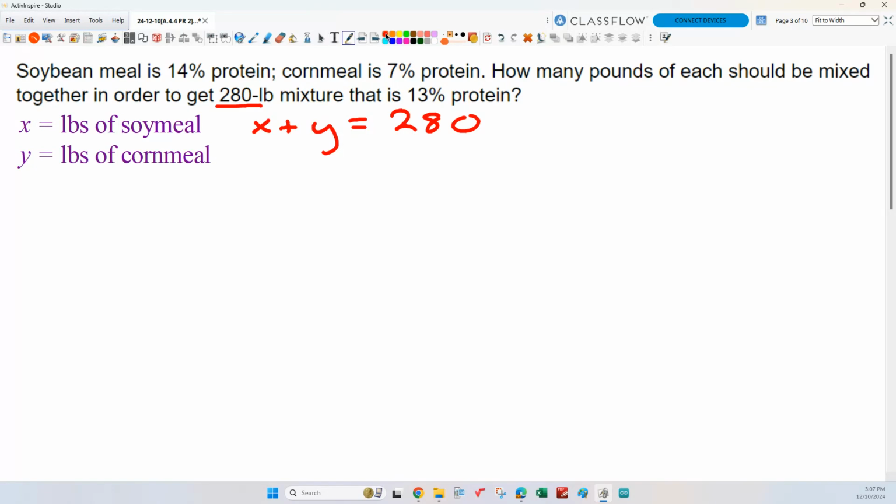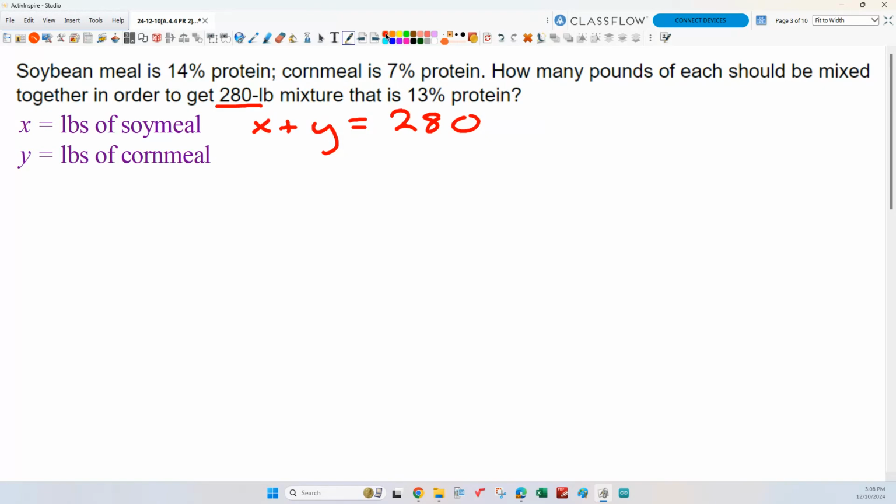What about my tough one now? What else do we have to specify here about our mixture? We're trying to get a 280-pound mixture that is 13% protein. So how much protein, actual protein, are we trying to get, or how could we find that? How much total protein should we have in our mixture? Say it again. 13% of 280, right? Does that make sense?